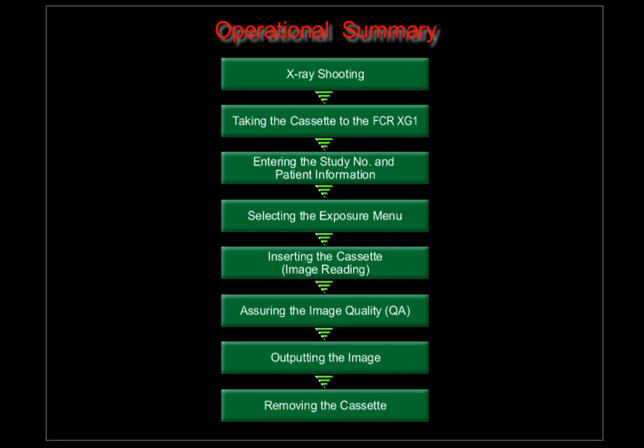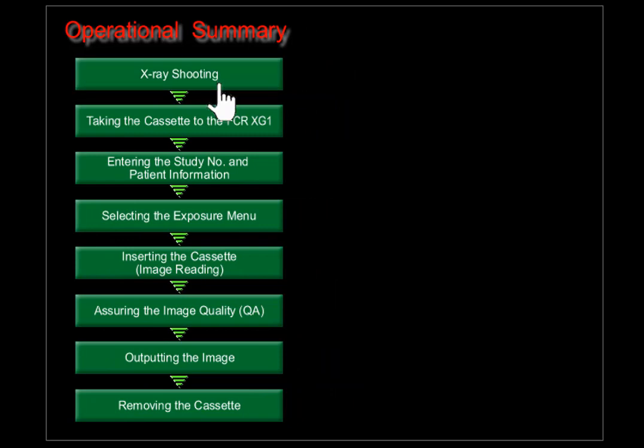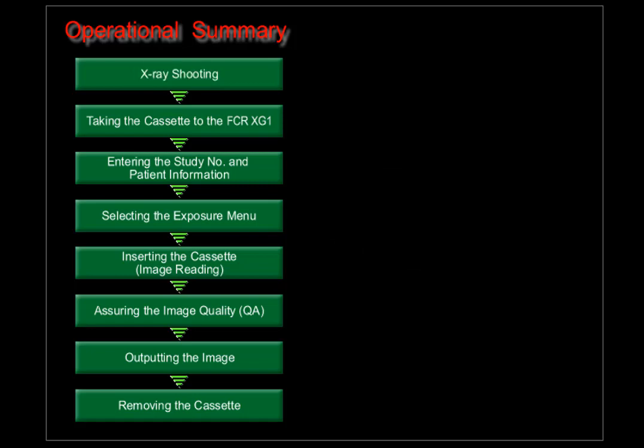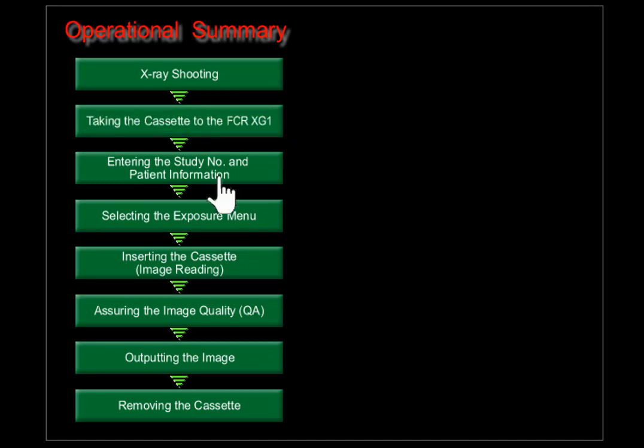Let's start things off with a summary showing how to operate the FCRXG1. To take your X-ray images, you must use a cassette. Remove the cassette from the X-ray room and take it to the FCRXG1. Next, you'll use the full-function console.